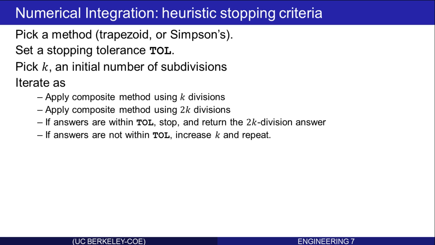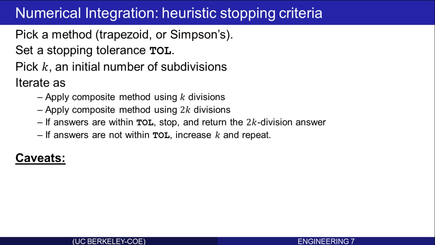If the answers are not within tol, then increase your number of subdivisions and repeat this whole process. So you keep increasing until the result from a composite method at k divisions is approximately equal to the result using the same composite method and twice the number of divisions.